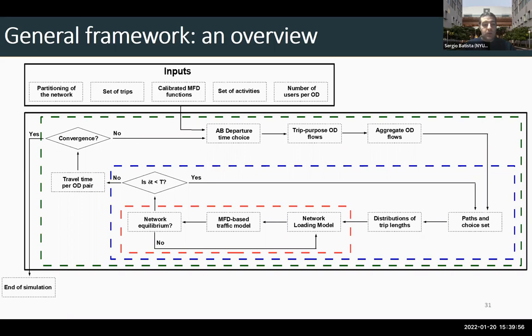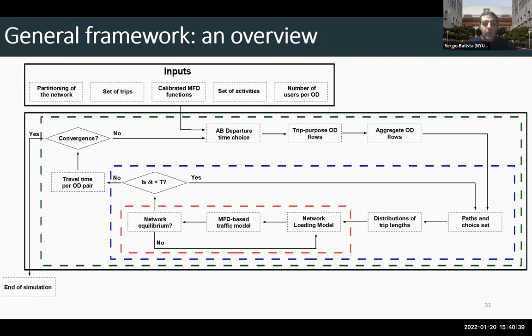And here the red box will represent the quasi-static or quasi-dynamic user equilibrium calculation. So we'll basically be iterating in this red box for the total simulation period until we achieve the user equilibrium in all of them. And then we have a choice if we want to update or not the paths according to the traffic dynamics. In our work, we have decided not to update them. So basically our paths are given initially, the paths on the regional network.